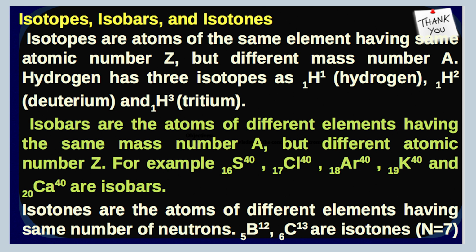And isotones are the atoms of different elements having the same number of neutrons. Here, examples are boron and carbon, and these are isotones. Here the total number of neutrons N is equivalent to 7.